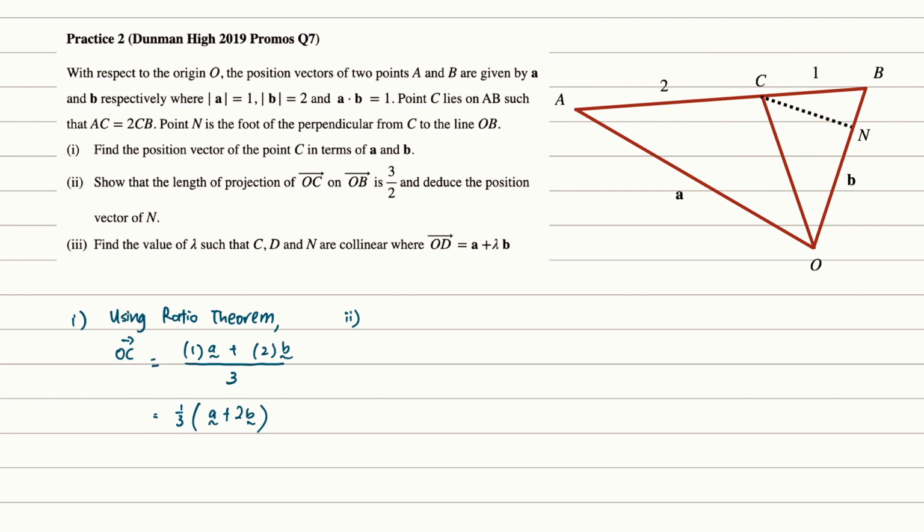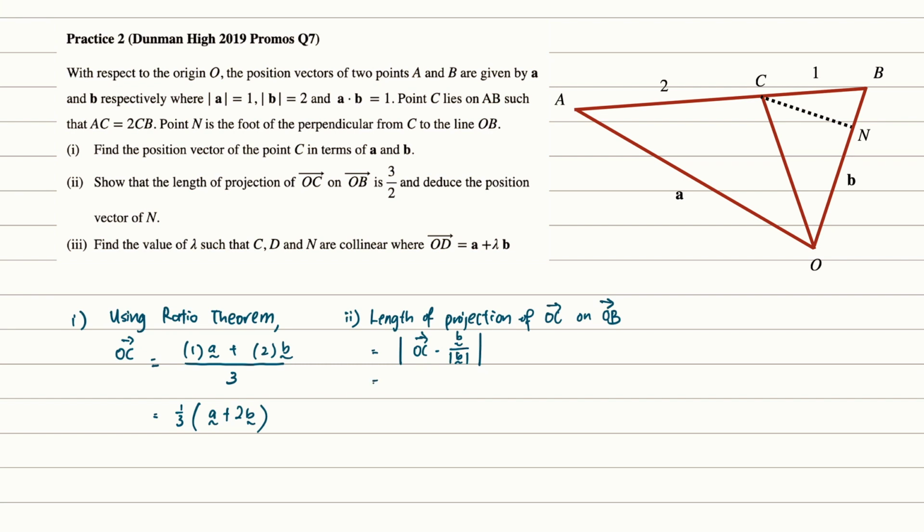Thus, we will then have 1/3 A plus 2B. Next, we are going to show the length of projection of vector OC on vector OB is 3/2. If you need more clarifications on the length of projections, do check out the video that is linked in the description box below. So the length of projection of OC on OB is equals to, include a modulus, vector OC dot unit vector of B, which is denoted by B over the modulus of B.